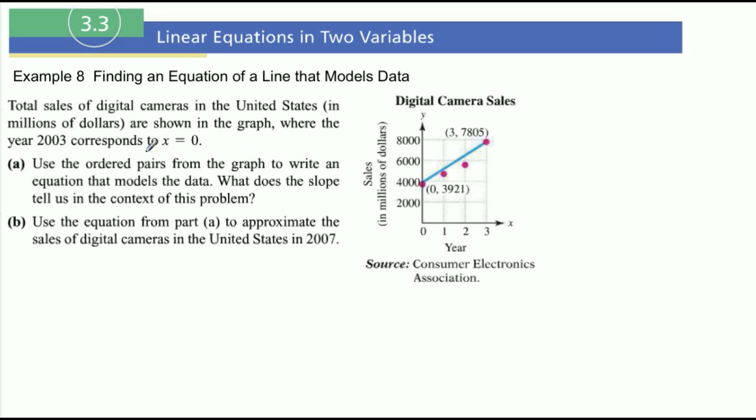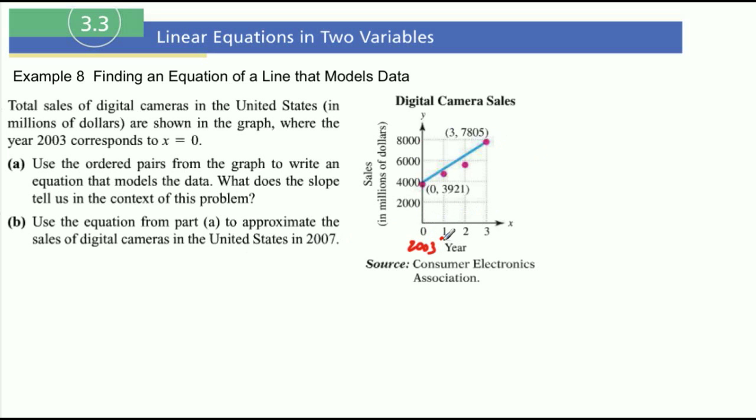Example number 8, finding an equation of a line that models data. So let's check this out here. The total sales of digital cameras in the United States in millions of dollars are shown on the graph, where the year 2003 corresponds to x equals 0. All right, so we have the years right here. So x equals 0 meaning this is 2003 right here.